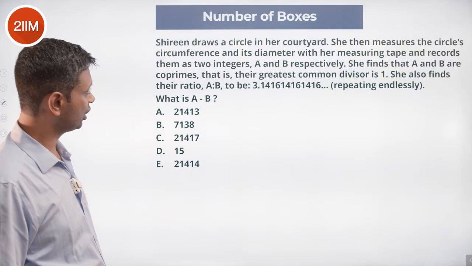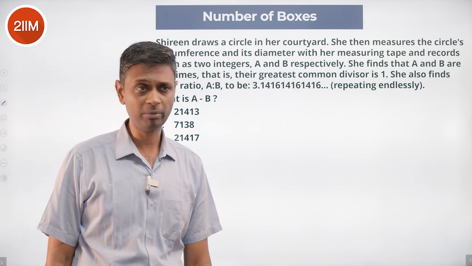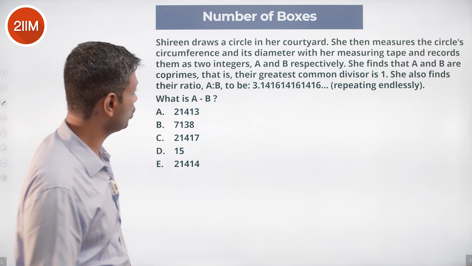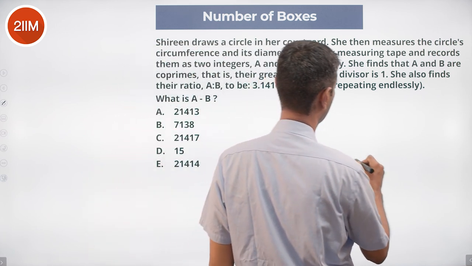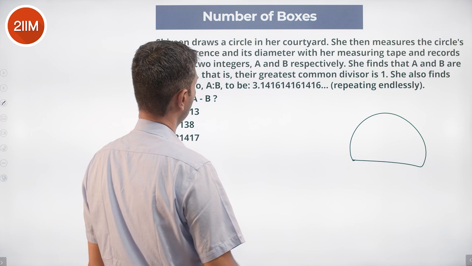Shireen draws a circle in her courtyard. She then measures the circle's circumference and its diameter with her measuring tape and records them as two integers, a and b, respectively. What is a, what is b.